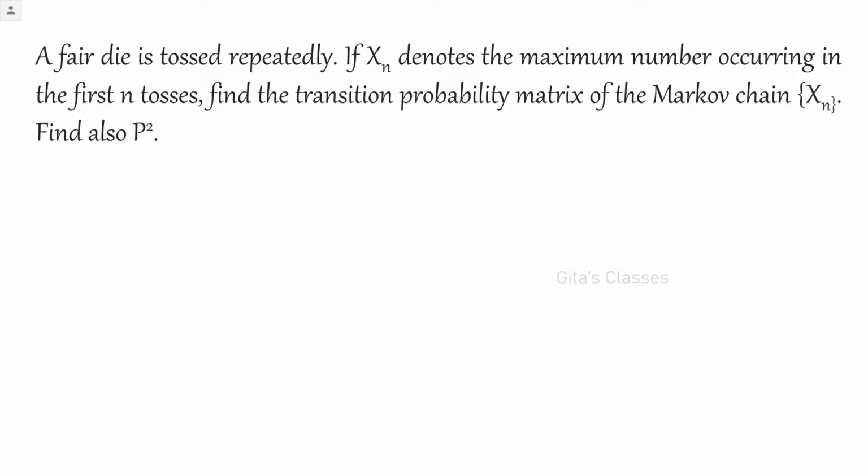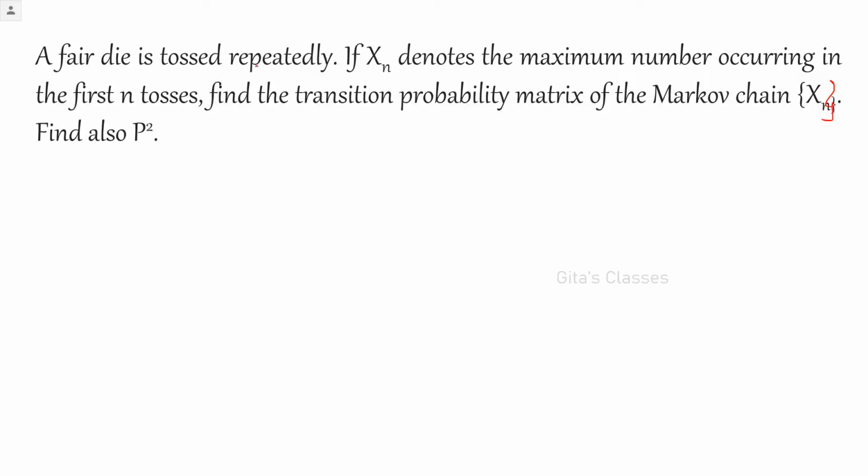A fair die is tossed repeatedly. This is a last year question paper question. So a fair die is tossed repeatedly. If Xn denotes the maximum number occurring in the first n tosses, find the transition probability matrix of the Markov chain Xn. Find also P square. Okay, first you have to find the TPM P.